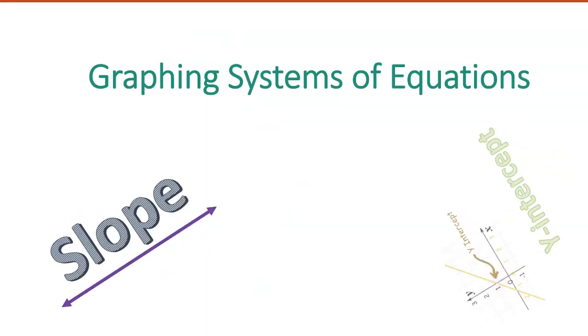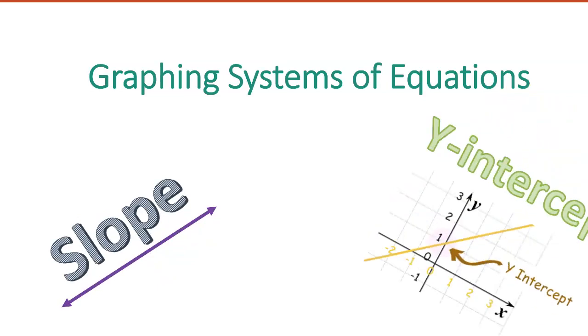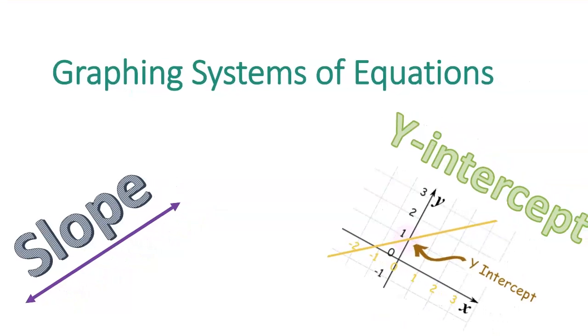In order to graph a system of equations, just like in order to graph a regular line, there are two important pieces of information that you need. You need the slope, the rise over run, and you need the y-intercept, our initial value, our starting point. So remember that we're always going to start at that y-intercept, and we're going to use the slope to rise and run.